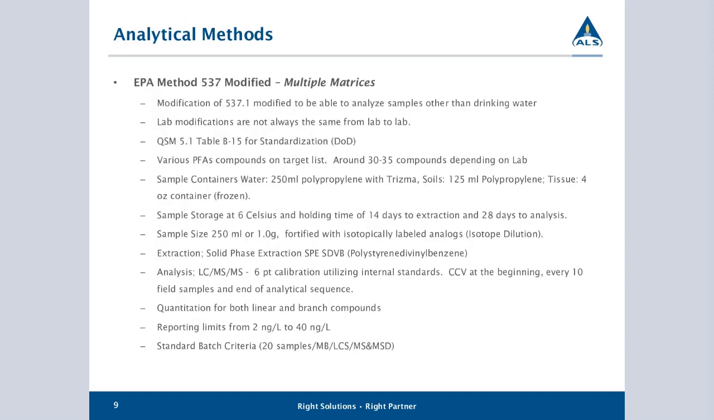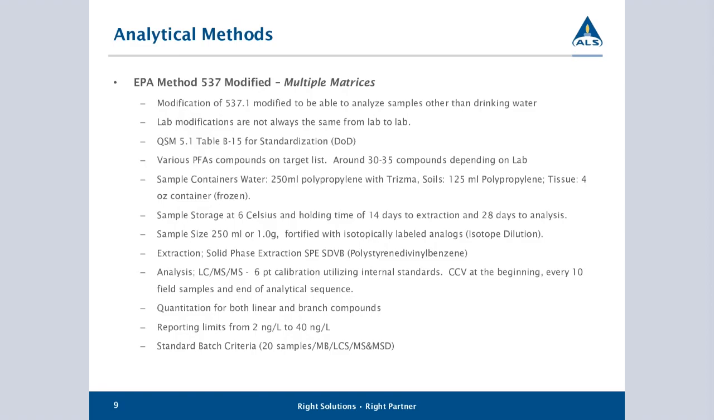Now, 537 modified. This is where laboratories took the 537.1 and modified it early on to analyze for multiple matrices. So what was happening in the laboratories is, at first we were doing the drinking water analysis, and then our clients started saying, well, what about soils and groundwaters and surface waters? Well, there was no true method out there that was for groundwater, surface water, soil, sludges, or anything of that nature. So laboratories started modifying 537 to accommodate the multiple matrices.